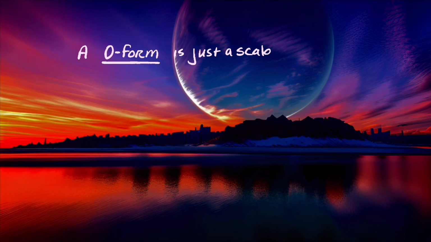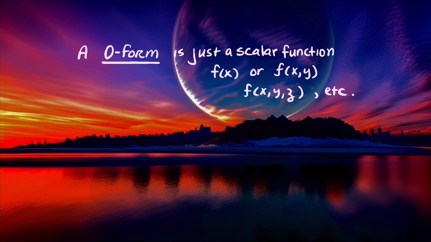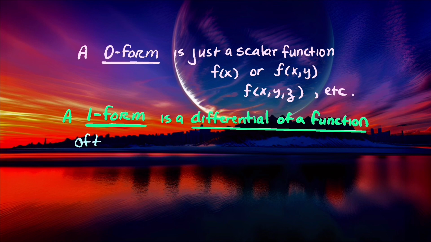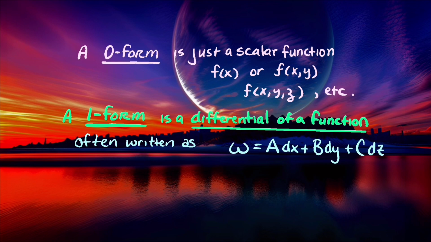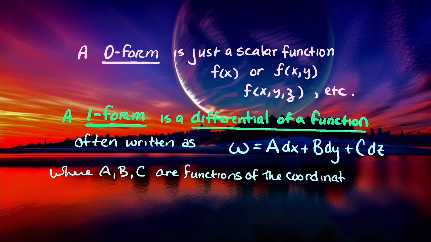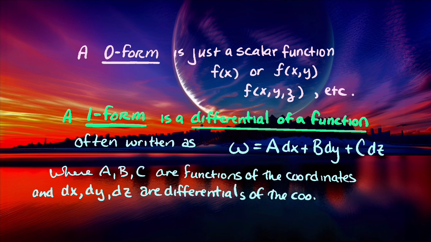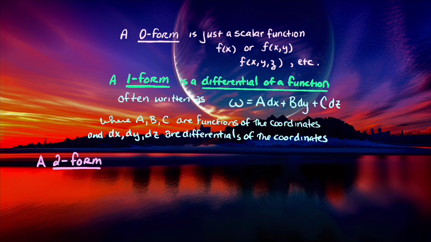So a zero form is just a scalar function, f of x or f of xy or f of xyz, etc. And a one form is the differential of a function, often written as omega equals a dx plus b dy plus c dz in R3, where a, b, and c are functions of the coordinates and dx, dy, dz are the differentials of the coordinates.